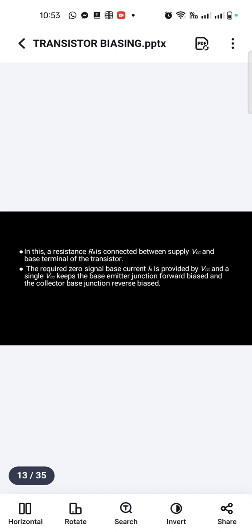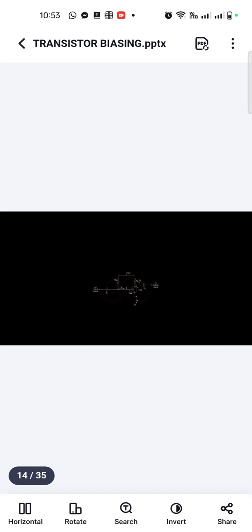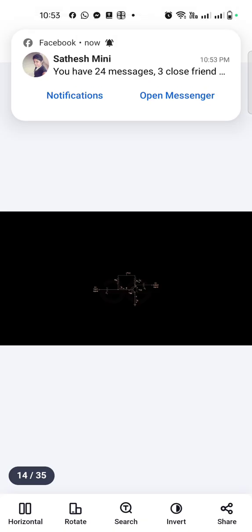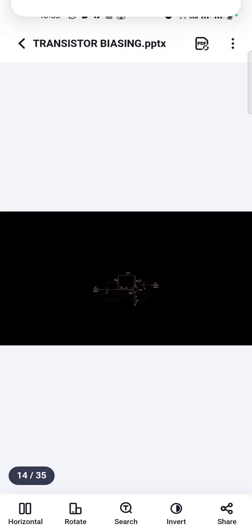Now see the circuit diagram. This is the circuit diagram of fixed bias. First we draw the common emitter symbol. What are the terminals present here? Base, emitter and collector. We apply the input through the base and take the output from the collector. The emitter is grounded. Now the base resistor is fixed, that's why we say it's the fixed bias or base resistor method.